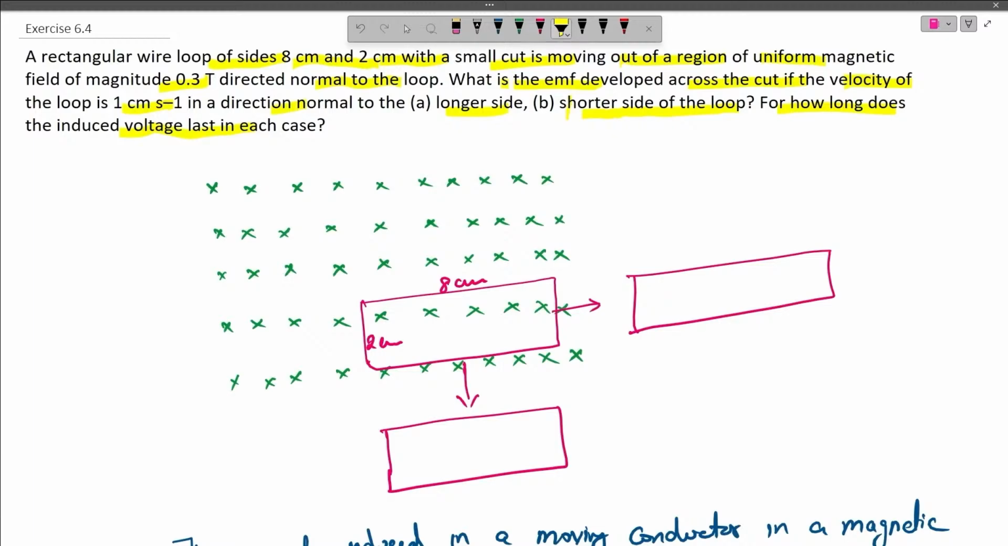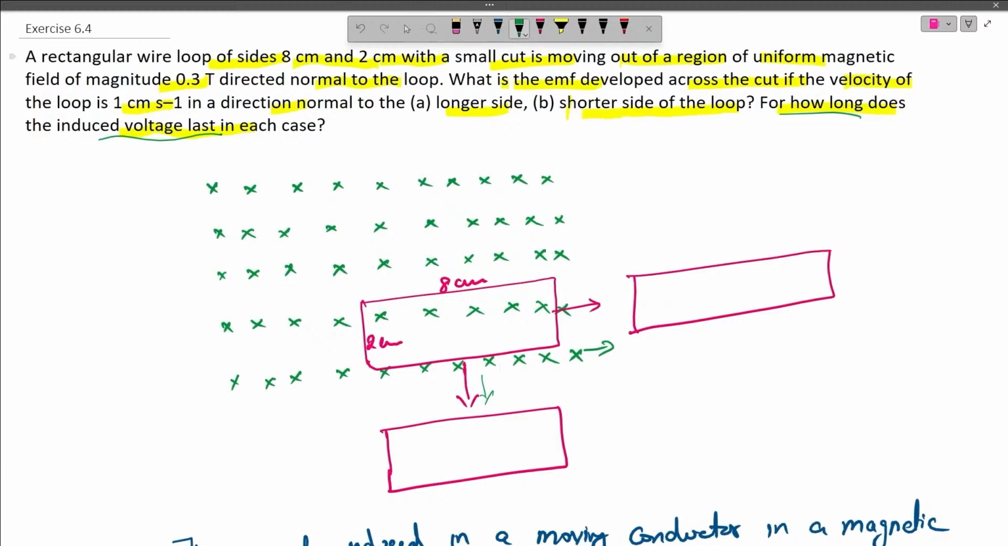So here the magnetic field is normal to a rectangular loop. I have shown it with a magnetic field going into the plane, and the rectangular loop is lying on the plane of the paper, of side 8 cm and 2 cm. The loop is placed normally to the magnetic field. Now when this loop is taken out of the magnetic field in either way, parallel to the 2 cm side or parallel to the 8 cm side, we have to calculate what is the induced EMF in both the cases, and also for how long the induced voltage lasts.